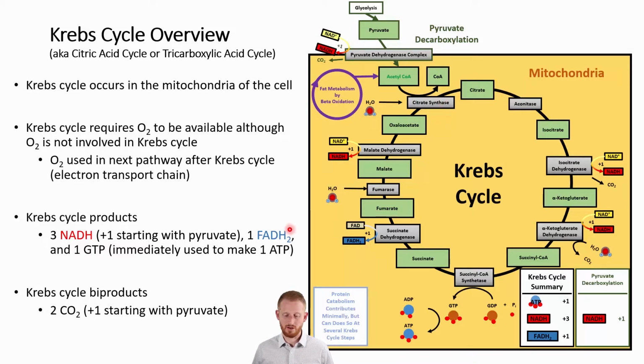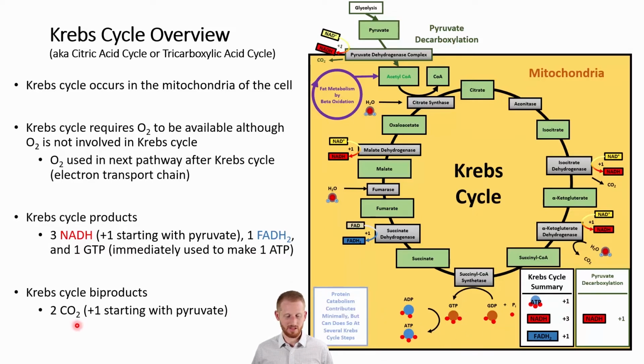We also produce one FADH2 molecule right here, and we also produce one GTP molecule, which is kind of like ATP, but we don't use it so prevalently in the body. And it is actually immediately converted down to GDP, releasing an inorganic phosphate, and in the process, we actually make an ATP from ADP. So from the Krebs cycle, we actually get one ATP molecule from this GTP molecule that was produced.